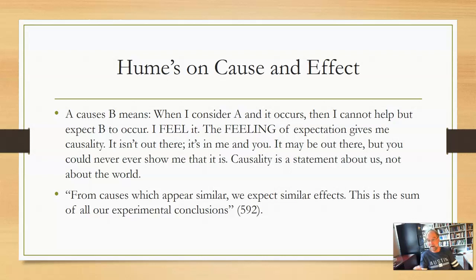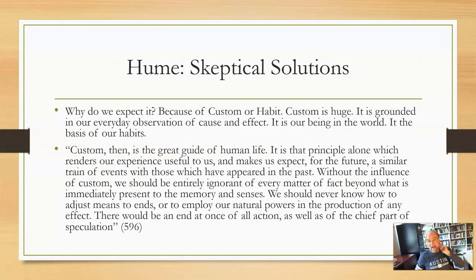The feeling of expectation gives me causality. Guess what? It isn't out there. It's in here. Okay? Now, by the way, it may or may not be out there, but if it is, you could never, ever, ever show me that it is. Causality, you see, is a statement about us, not about the world out there. Okay? Then in sum, from causes which appear similar, we expect similar effects. This is the sum of all of our experimental conclusions. Now, why do we expect it? We expect it because of custom or habit. Okay. This is a huge notion in Hume.